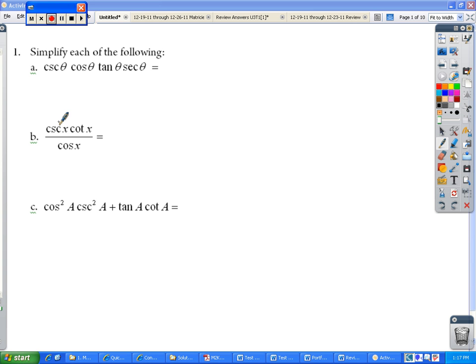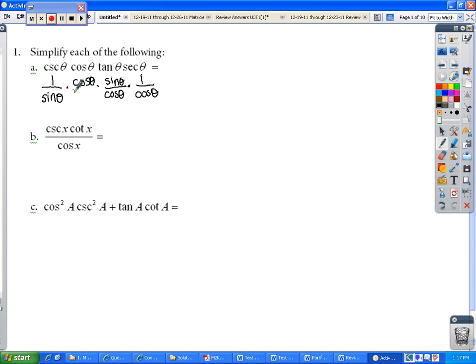The first identity for number 1 is you're going to want to rewrite these. Cosecant you can rewrite as 1 over sine of theta. Cosine you can just keep as cosine for now. Tangent you're going to want to rewrite as sine over cosine. And then secant you're going to want to rewrite as 1 over cosine. So now, you're going to go through and simplify and cross out things that are the same on the top and bottom.